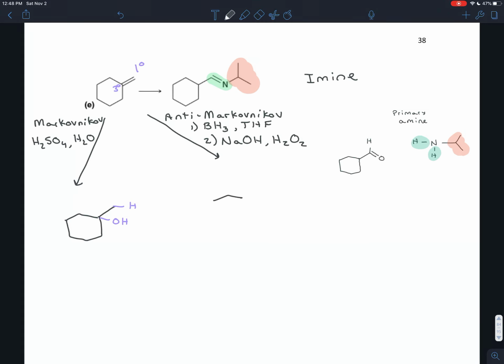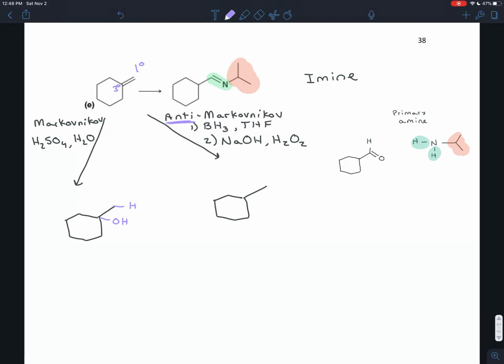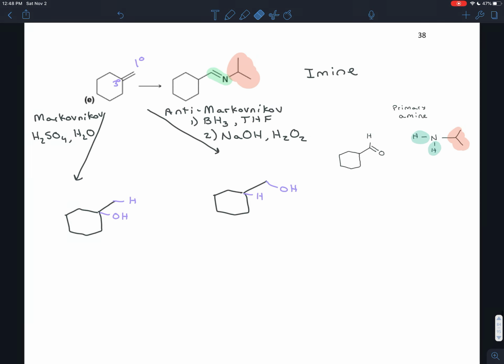And that also adds the H and the OH, but it does so in an anti-Markovnikov way. So the OH goes to the less substituted carbon. Here that's the primary one. The OH goes here, and the H goes to the other side. So those are our two options. And if we think about the molecule that we want, you could see that we really want the anti-Markovnikov product, because that gives us the oxygen on the correct carbon.